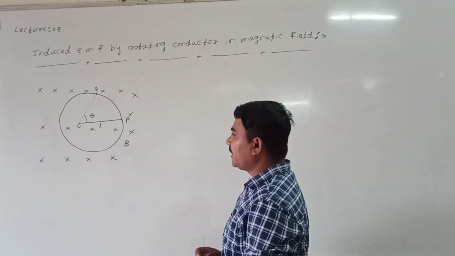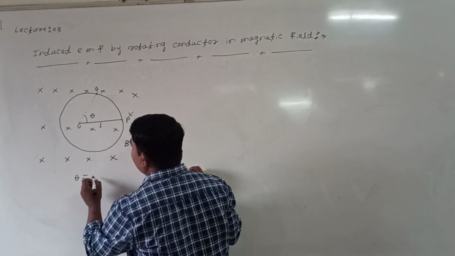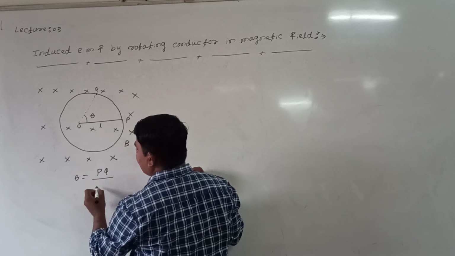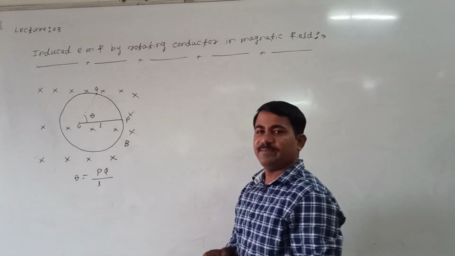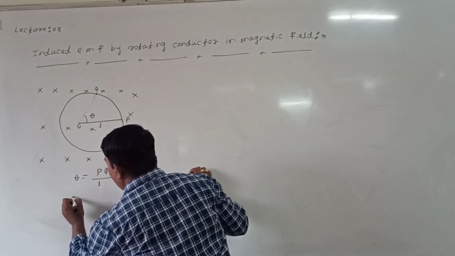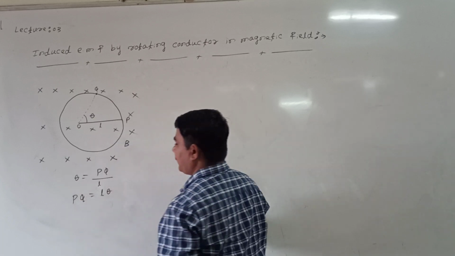From the geometry, theta is equal to the length of the arc divided by the radius, which here is L. Then how much arc is covered? PQ is equal to L into theta.